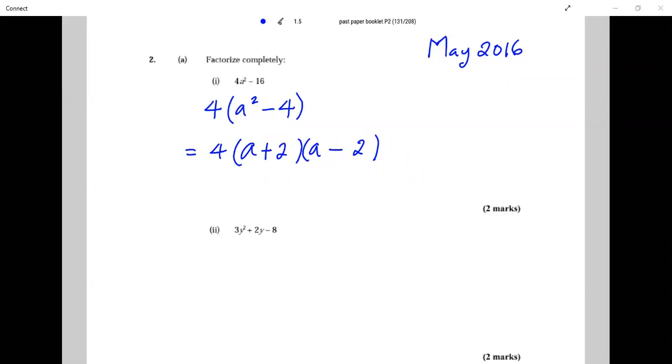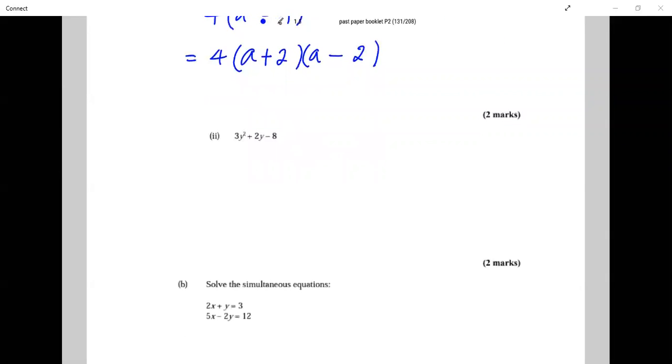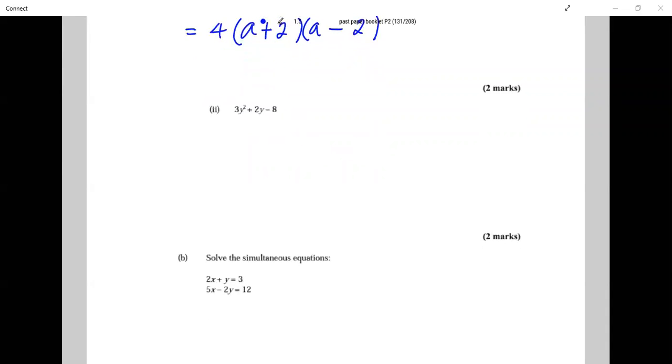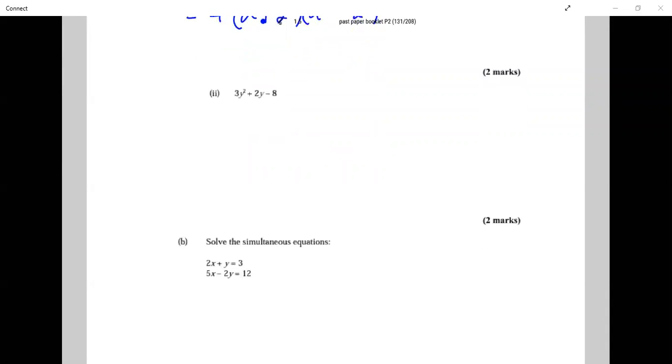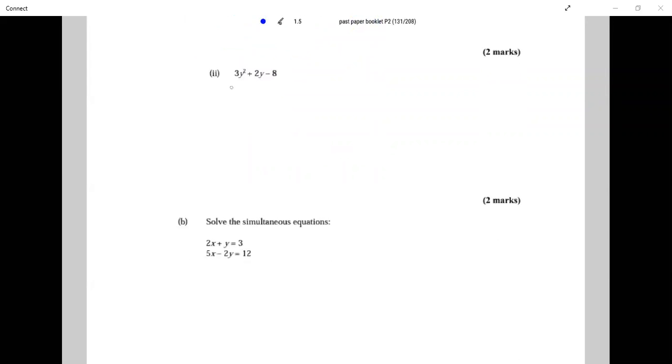So you have to be careful. Don't just jump because something appears to be something. You understand? Ensure you look carefully. All right. Next, we're asked to factorize 3y squared plus 2y minus 8. So this is a quadratic expression. I'm going to use the ABC method.